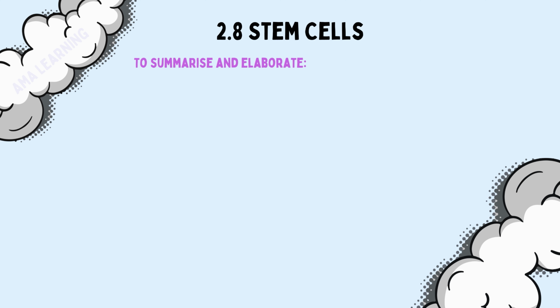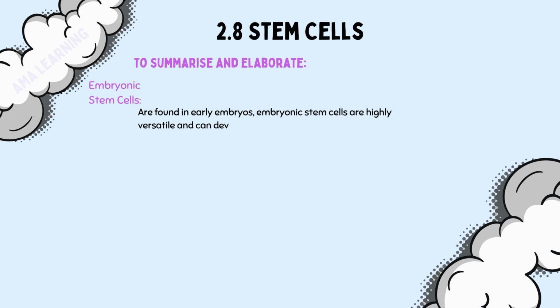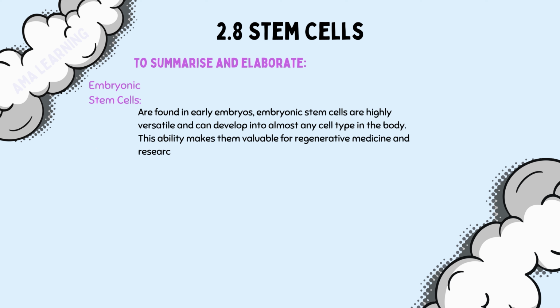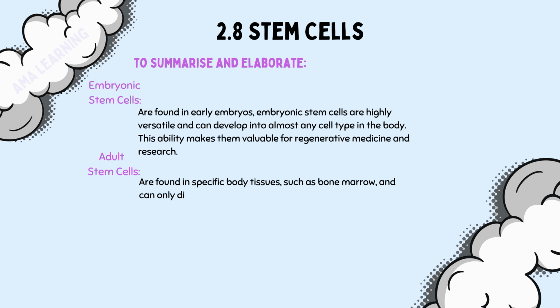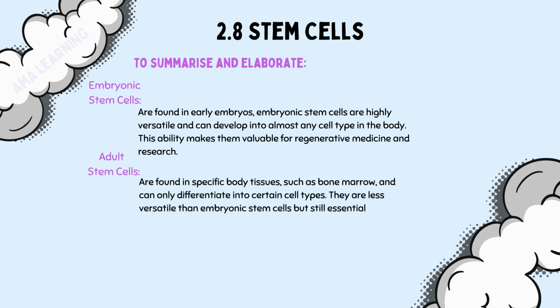To summarize and elaborate, embryonic stem cells are found in early embryos. Embryonic stem cells are highly versatile and can develop into almost any cell type in the body. This ability makes them valuable for regenerative medicine and research. Adult stem cells are found in specific body tissues such as bone marrow and can only differentiate into certain cell types. They are less versatile than embryonic stem cells, but still essential for tissue repair and regeneration.